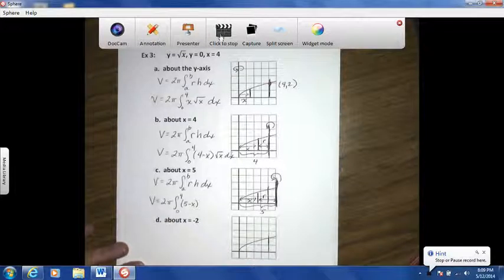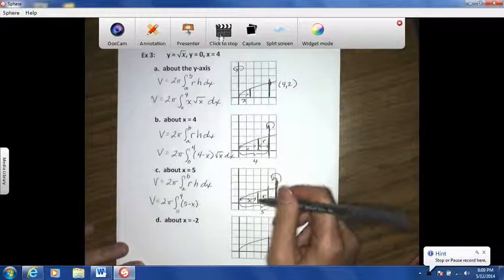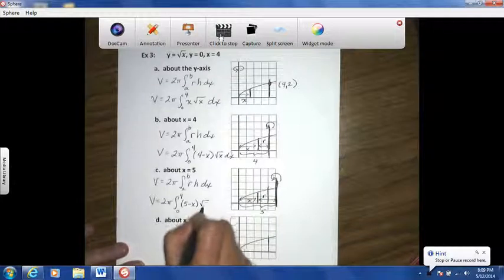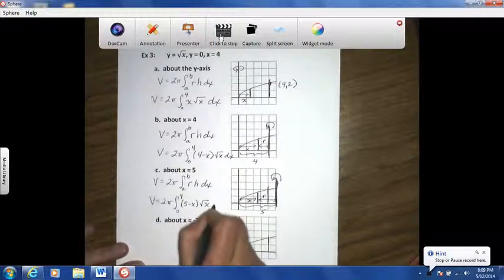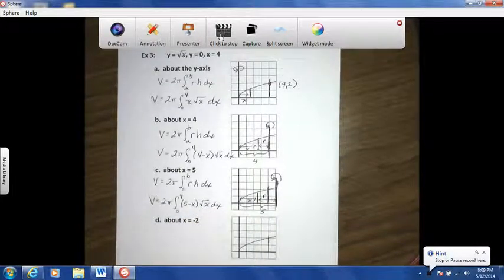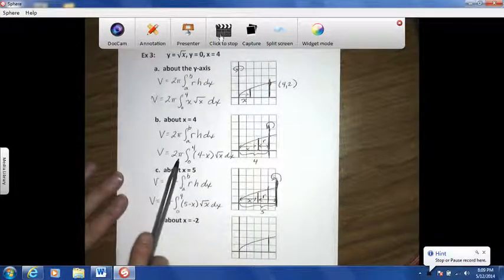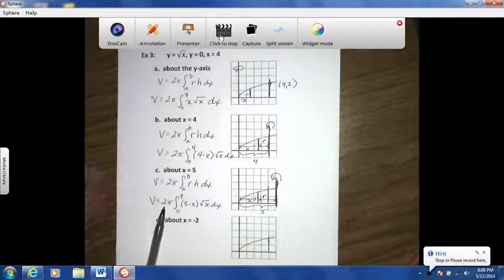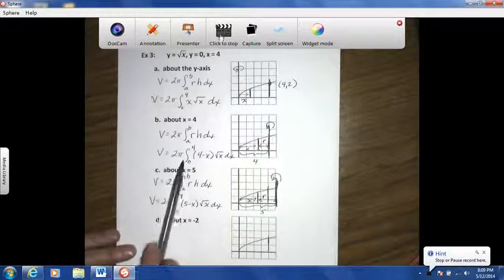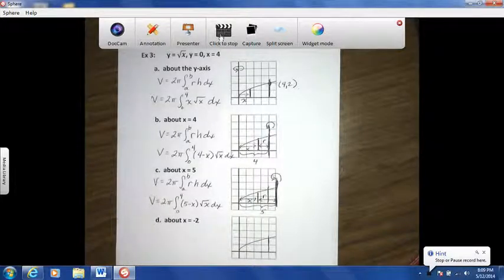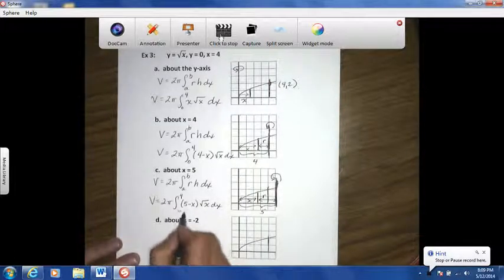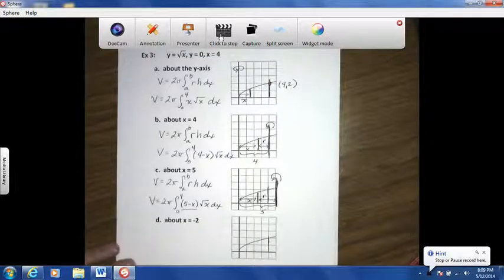And then the height of the rectangle, once again, that hasn't changed. That goes from top minus bottom as the square root of x. So notice that changing the axis of rotation, it doesn't change the coefficient. All of these are going to be multiplied by 2 pi. It does not change the limits of integration. The x's all still go from 0 to 4. It doesn't change the height of the rectangle or even the differential. The only piece that it changes is going to be the radius. So that's really the only part that we have to keep track of.